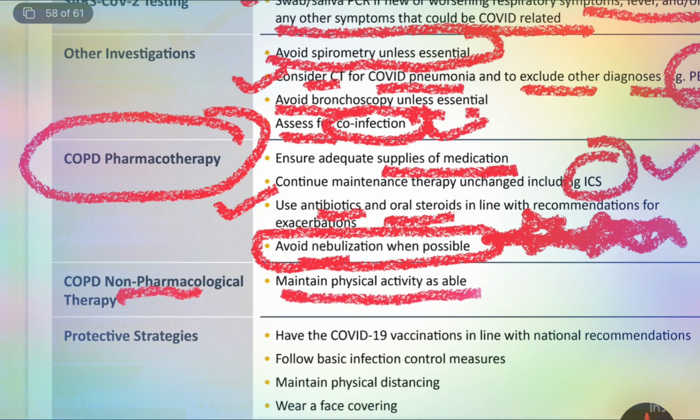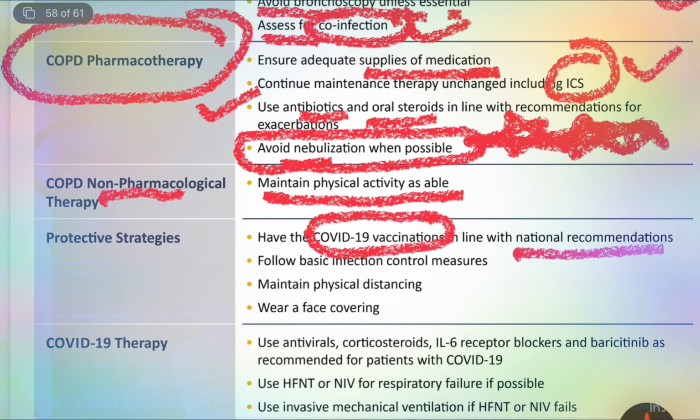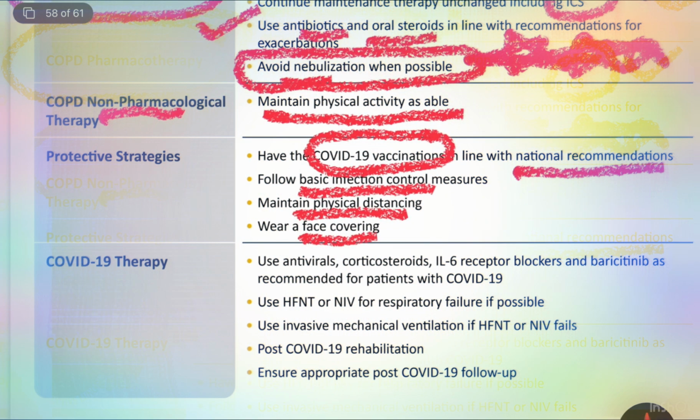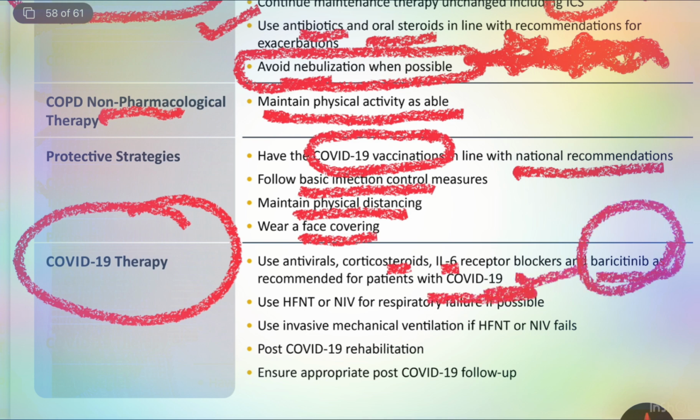Then they are talking about non-pharmacological therapy. We should maintain physical activity as much as possible. Protective strategies: they are telling we should give COVID-19 vaccination according to national guidelines, follow basic infection control measures, maintain physical distancing, wear a face mask. Then they are talking about COVID-19 therapy. We should use antiviral, corticosteroid, IL-6 receptor blocker, and baricitinib as recommended for patients with COVID-19.